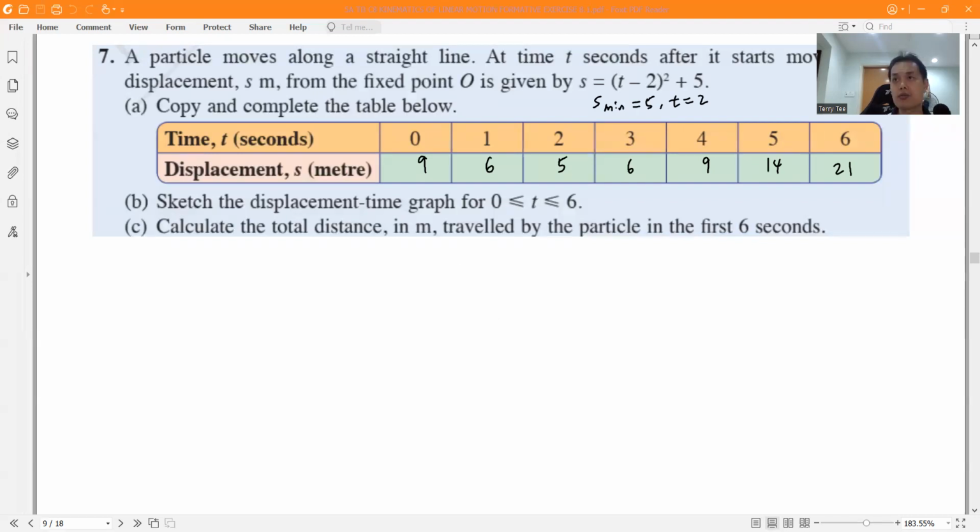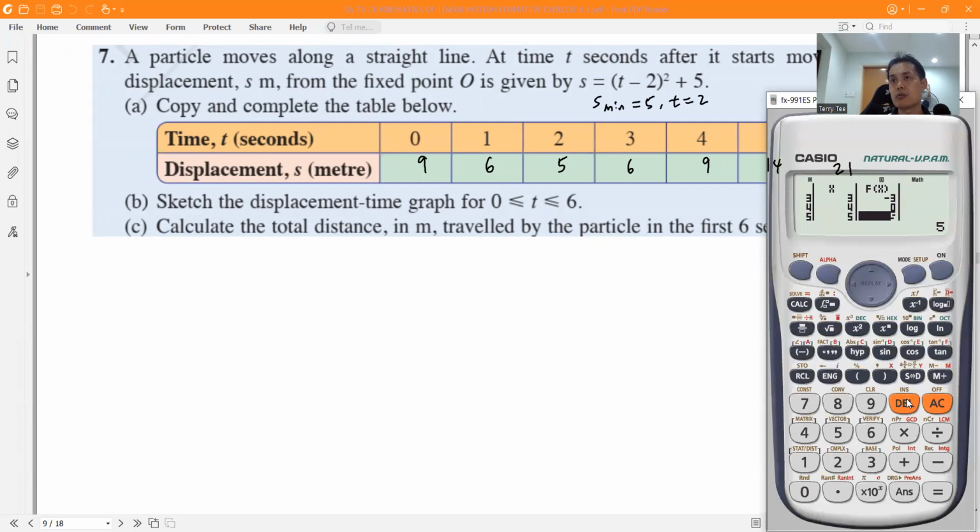I'll show you how to use a calculator. There you go, my calculator here. I'm going to press mode 7 for table. All right, let's start off by putting in your function. Your function is open bracket, alpha X minus 2, close bracket, square, plus 5. I'm going to press equals.